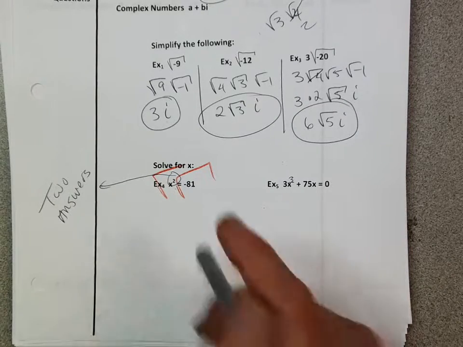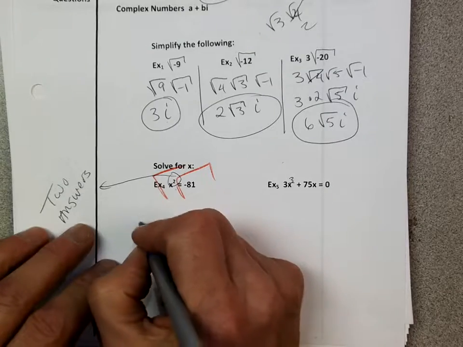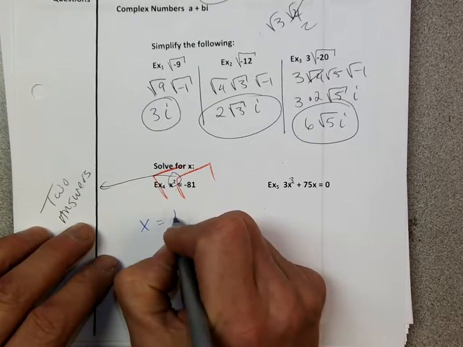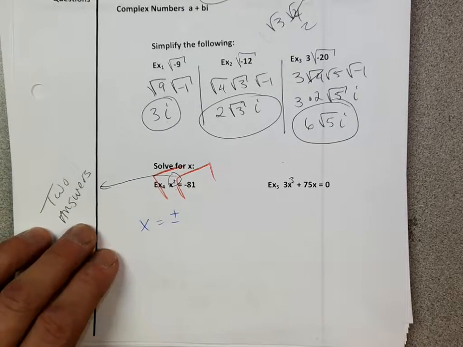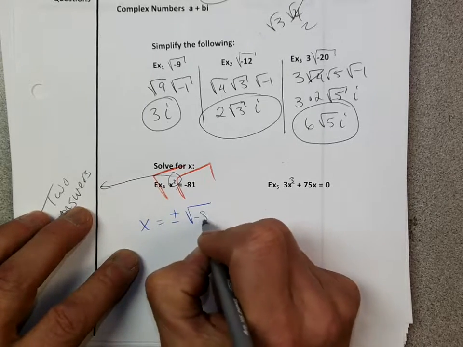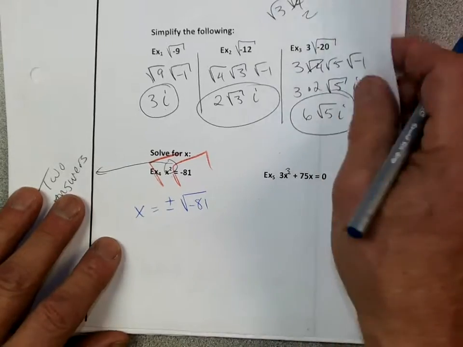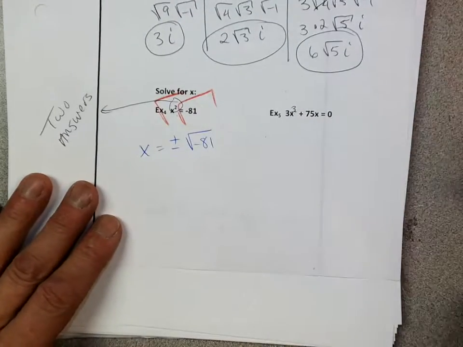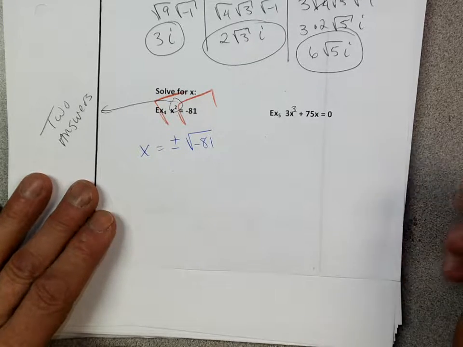And then the square cancels the square root, and I'll have an x is equal to. Now, I've got to go plus or minus because of the 2 answers, right? The positive and the negative. Think of the square root of -81. Well, hopefully by now you're thinking, oh, okay, that's pretty easy, right? What's the square root of 81? 9. But we're going to have a 9i.